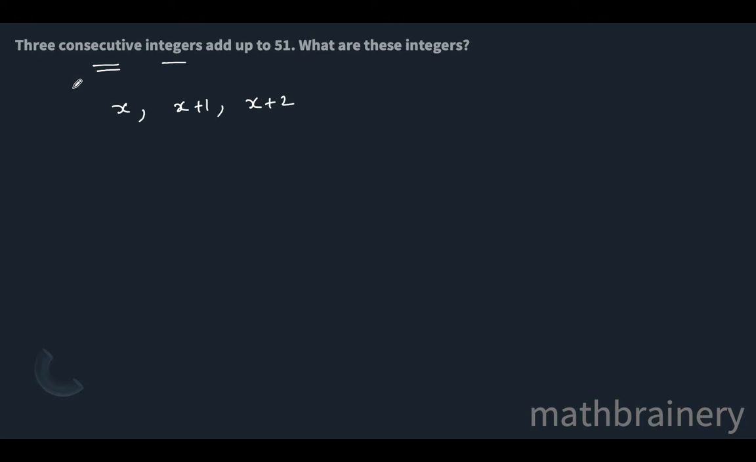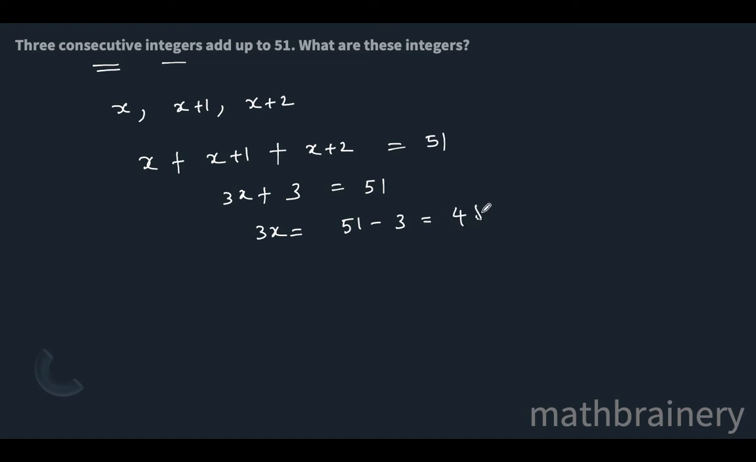Now, what is given? The sum of these three consecutive integers is 51. That is x plus x plus 1 plus x plus 2 is equal to 51. Let's add now. x plus x plus x is 3x, 1 plus 2 is 3, this is equal to 51. 3x is equal to 51 minus 3, which is equal to 48. What does this imply? x must be 48 divided by 3, which is 16.